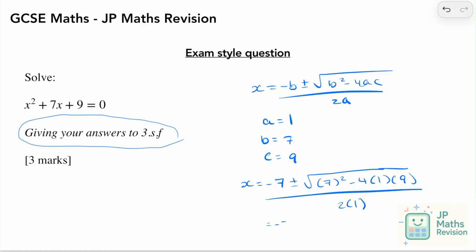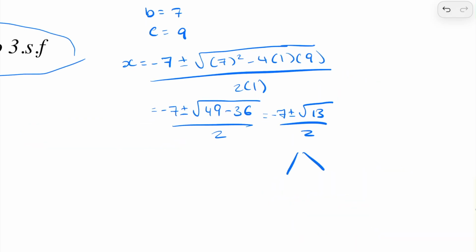So that is going to be minus 7 plus or minus the square root of 7 squared, which is 49, minus 4 times 1 times 9, which is 36, all over 2. So that's going to be minus 7 plus or minus the square root of 13 over 2. If I now get my calculator, I have x equals minus 7 plus the square root of 13 over 2, and x equals minus 7 minus the square root of 13 over 2.